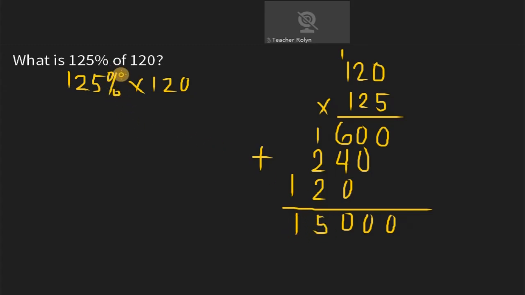Then, since we have percent sign, that means we move two places to the left. So we have also to move two places to the left here. That means 125% of 120 is 150. Now, do not get confused kasi ito more than 100% na. Ibig sabihin, mas mataas na sa 120 ang ating sagot. Alright? So, this is the end of our lesson and I hope that you have understood how to get percentage of a quantity.